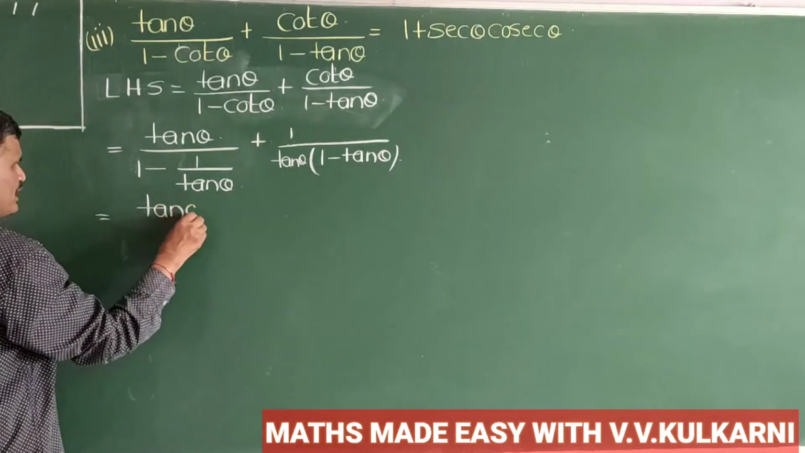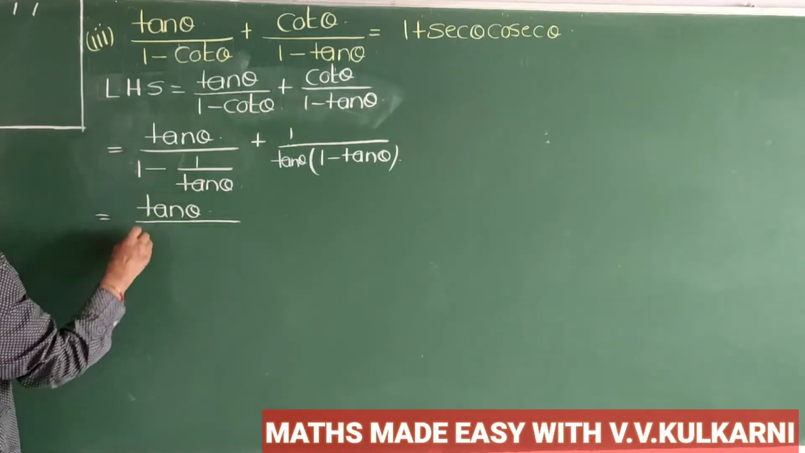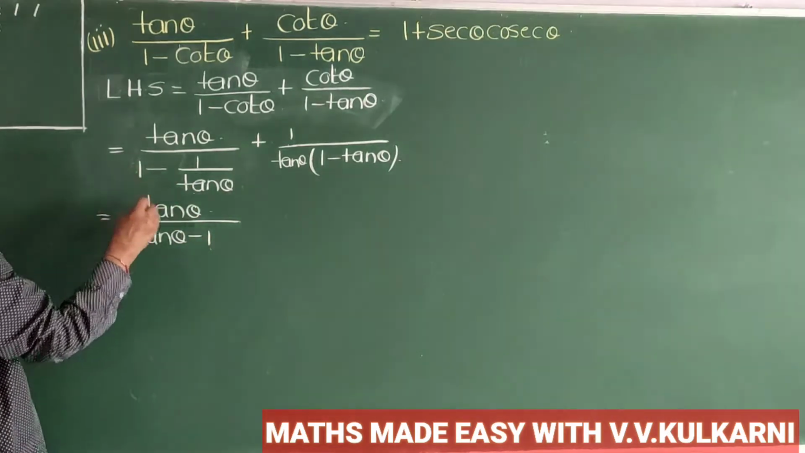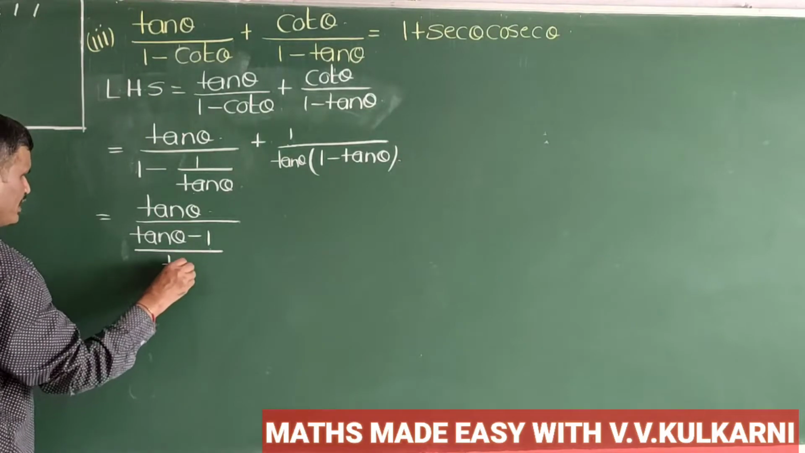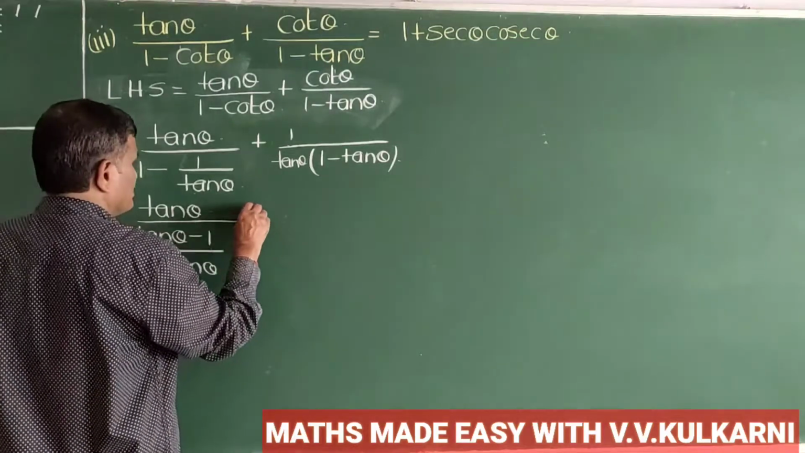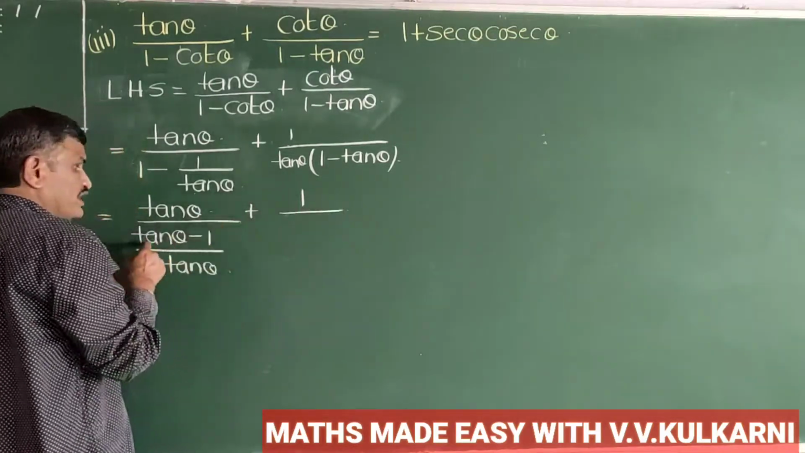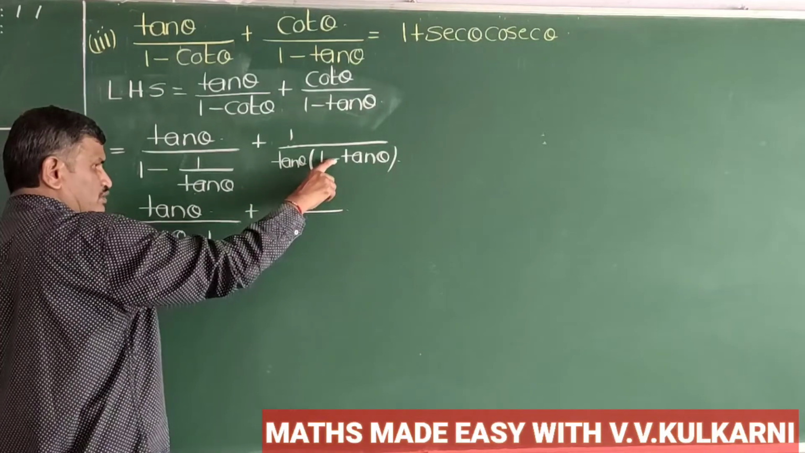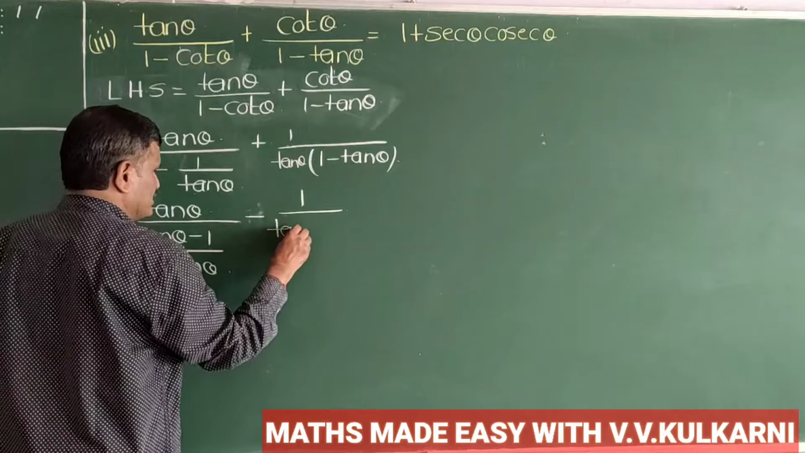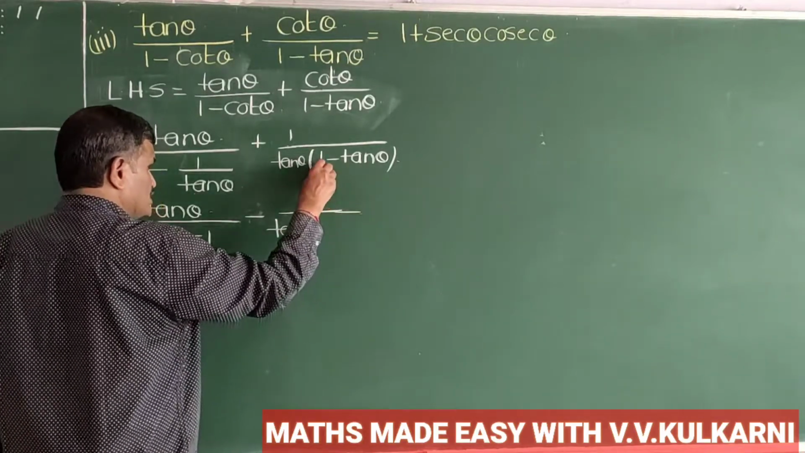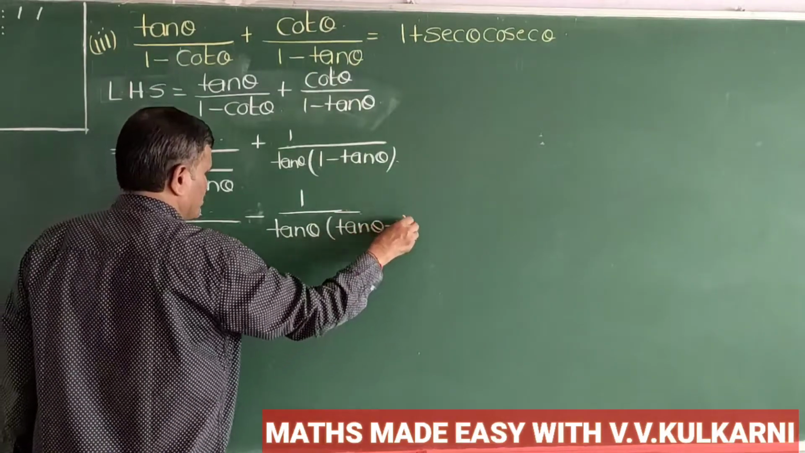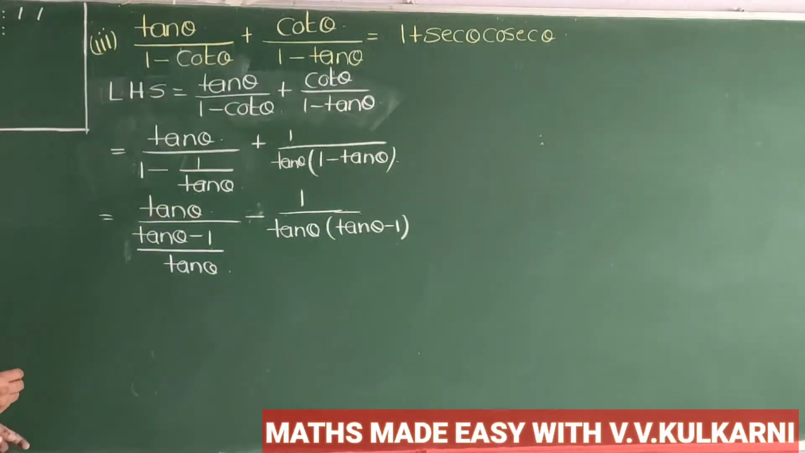See here, tan theta divided by this, if I take the LCM, it becomes tan theta minus 1 divided by tan theta. Here again this becomes 1 by, see everywhere tan theta minus 1 is there, so what I will do is I will take minus common. If I take minus common, then what I get is tan theta into, instead of writing 1 minus tan theta, I will write here as tan theta minus 1.